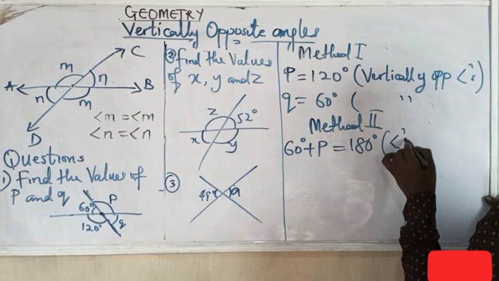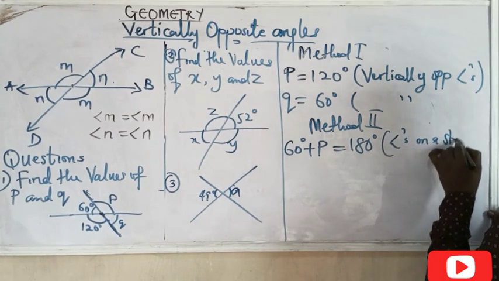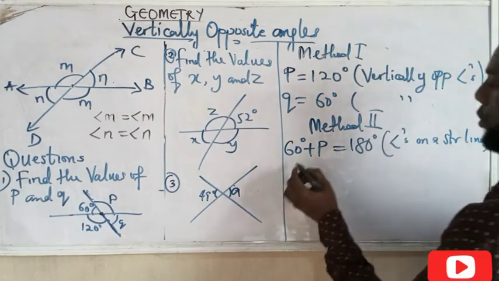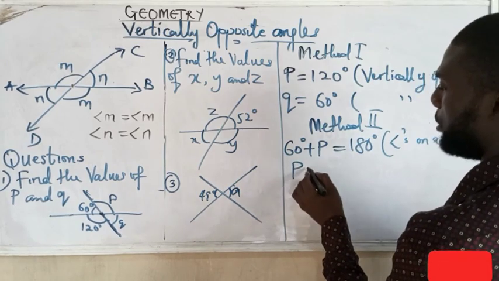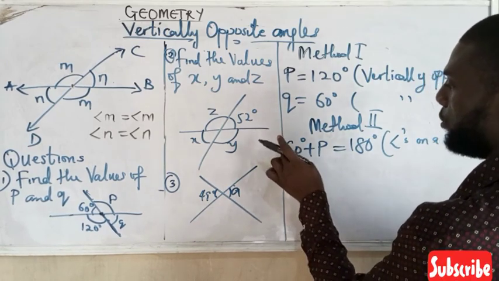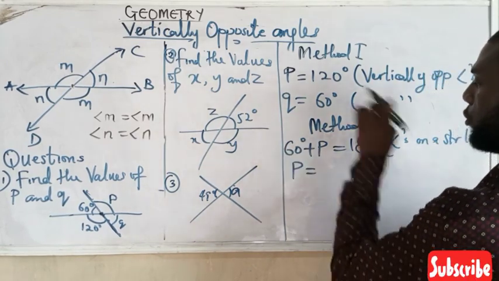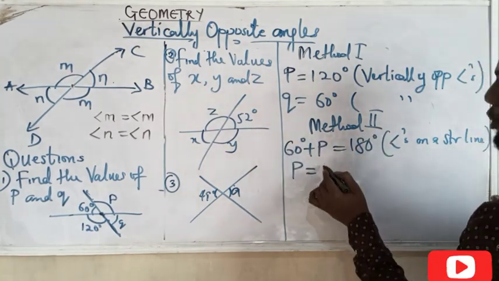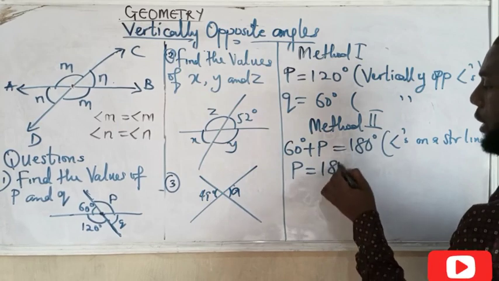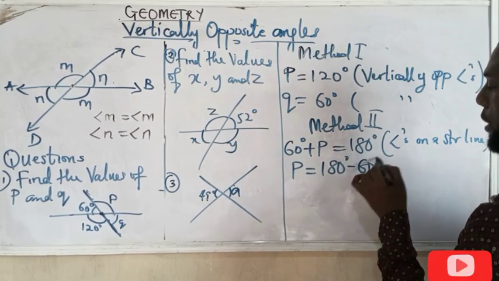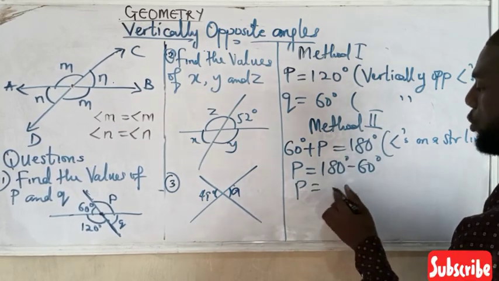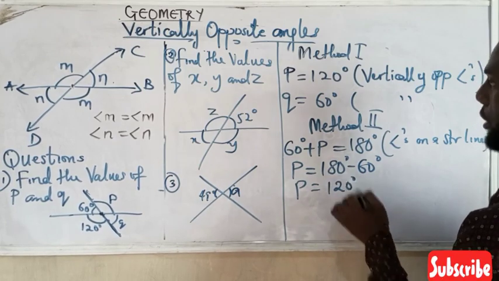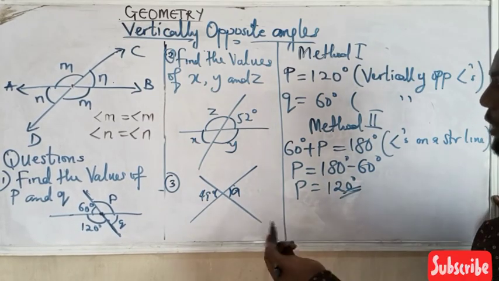Reason, angles on a straight line. So automatically, to make P stand alone, say P equals, this is positive 60 degrees. If it passes through the equality sign to the other side of the equation, it becomes negative. So I'll say 180 minus 60 degrees. So P equals what? 120 degrees. So now we know that P equals 120.